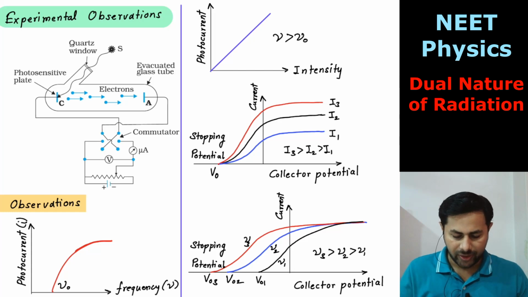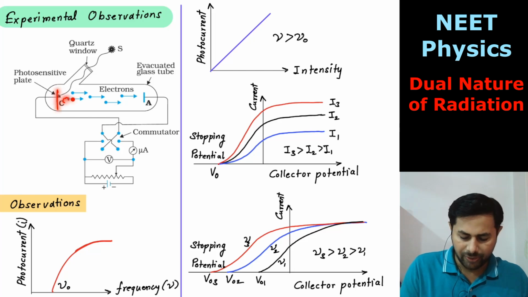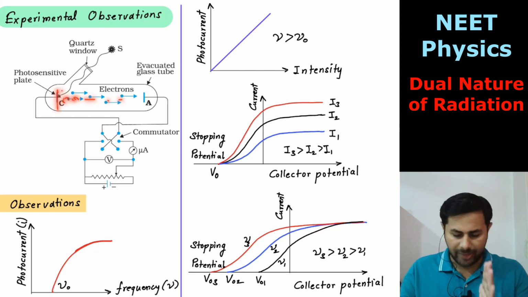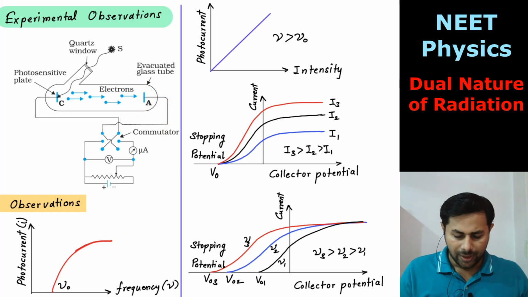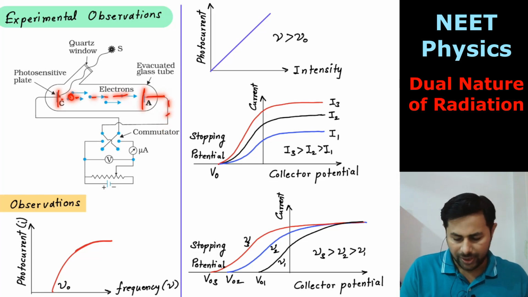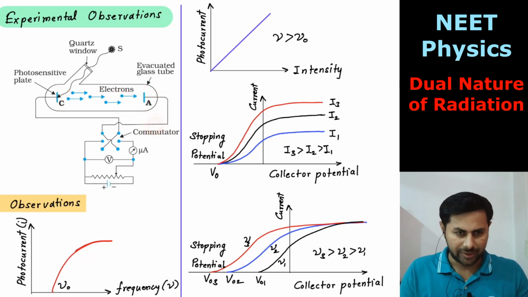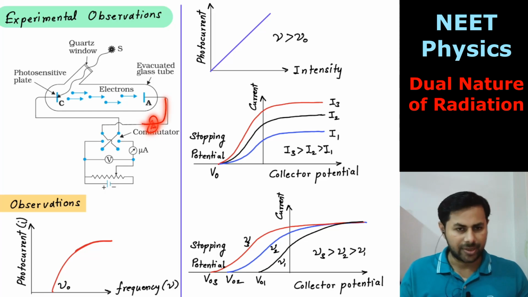Now see, what are the experimental observations of Hertz and Lenard? They observed, see this first graph, photocurrent versus frequency. Now what is photocurrent? The electrons will be emitted by this metal plate, then get collected by this anode. The electrons are emitted by the cathode, they get collected by the anode, and then you connect some ammeter to it. Okay, ammeter in this circuit, right? When you connect an ammeter, it will measure some current. So that current is called as photocurrent.